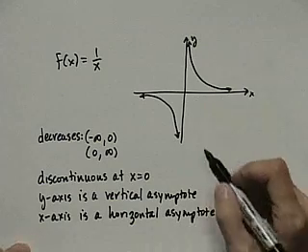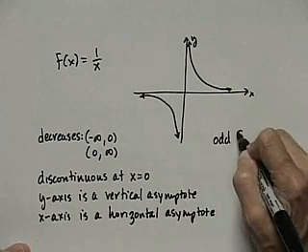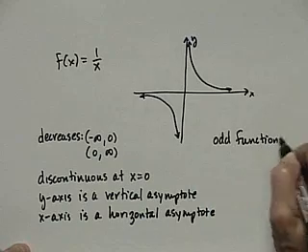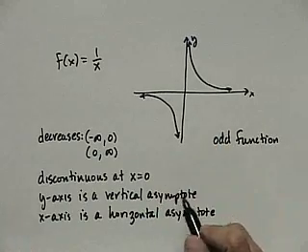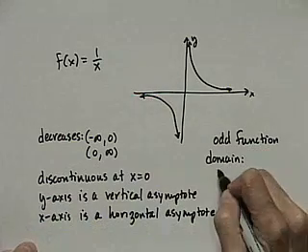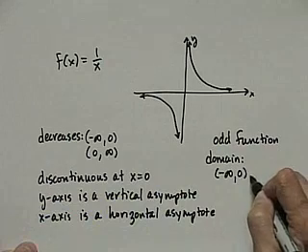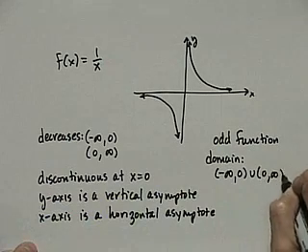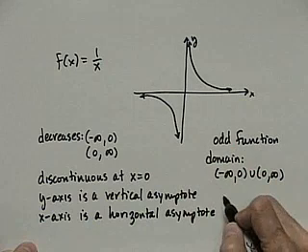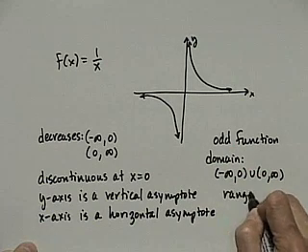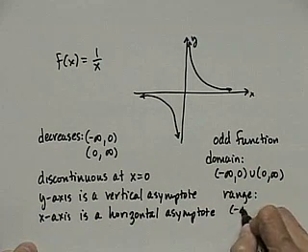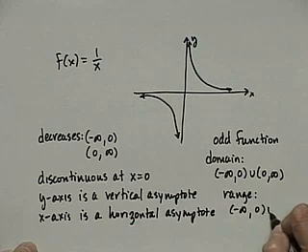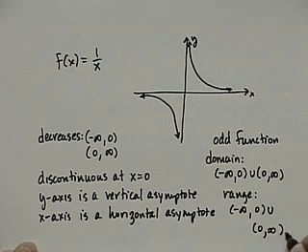We can see also that this is an odd function. By looking at the graph, it has origin symmetry. And as indicated before, the domain of the function is from negative infinity to 0, union 0 to positive infinity. And looking at the graph, you can see that the range of the function is also negative infinity to 0 union 0 to positive infinity. So we get a lot of information about that reciprocal function.